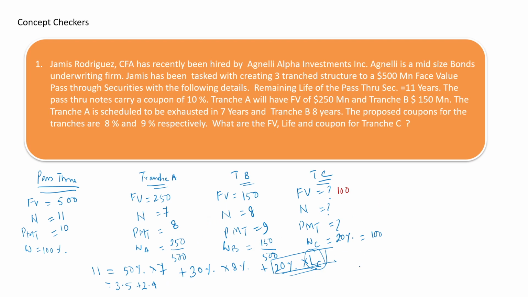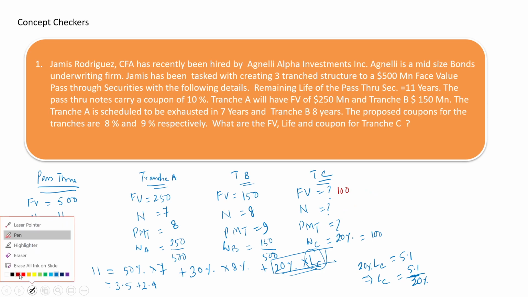So we have 20% of the life of the tranche as 5.1 years, which means that the life of the tranche security is 5.1 divided by 20%. So the life of the tranche security is now 5.1 divided by 0.2, which is 25.5 years.